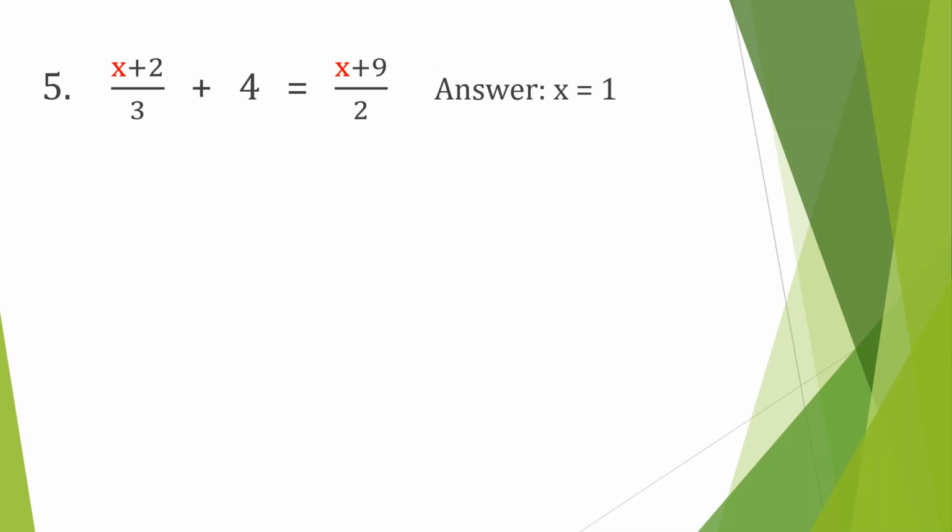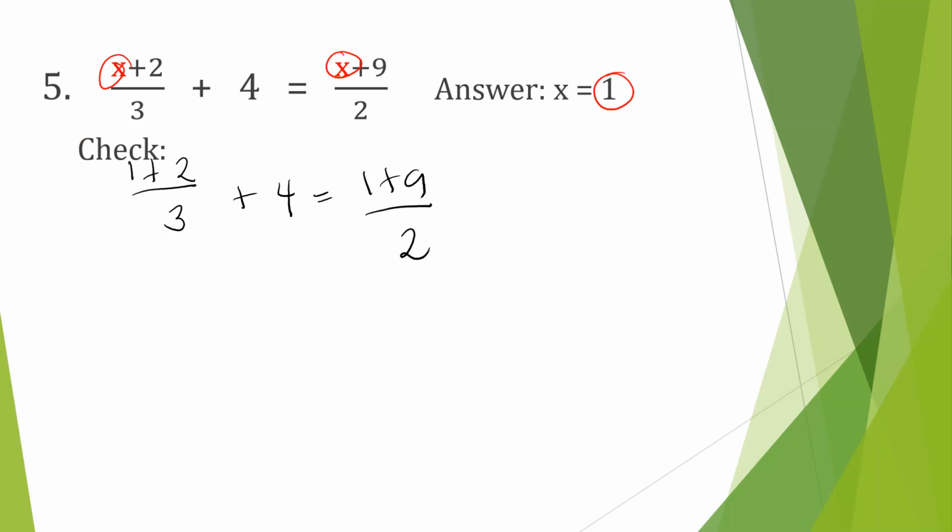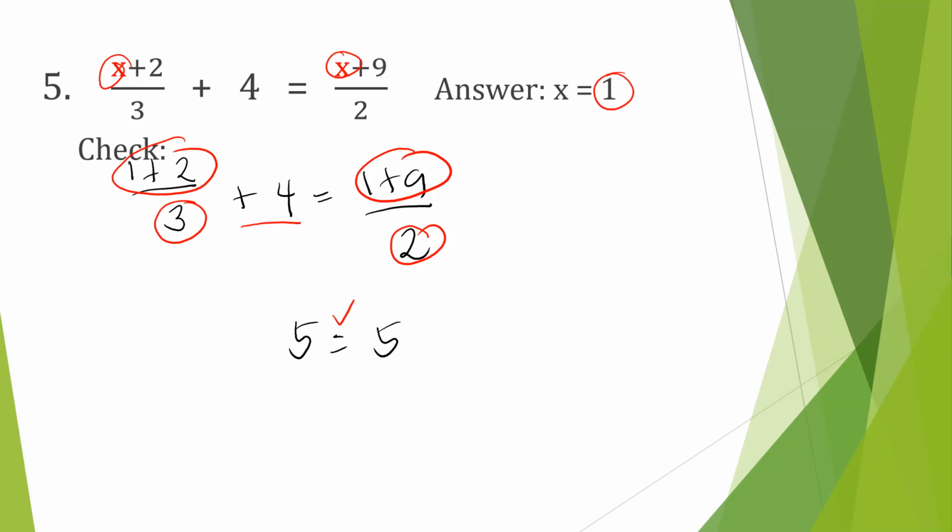Let us check our answer. Let us substitute x to positive 1. So we have 1 plus 2 over 3 plus 4 is equal to 1 plus 9 over 2. 1 plus 2 is 3, divided by 3 is 1, plus 4 is 5, which is equal to 1 plus 9 is 10, divided by 2 is 5. Since they are equal, therefore, positive 1 is a solution to the equation.